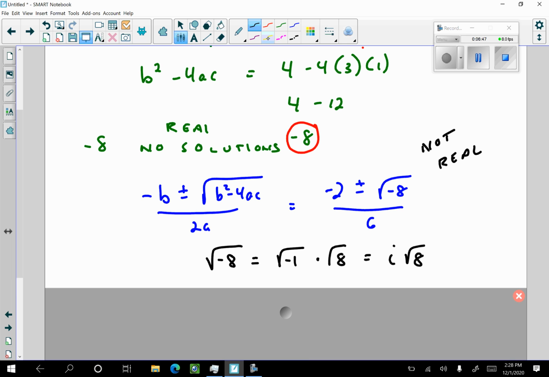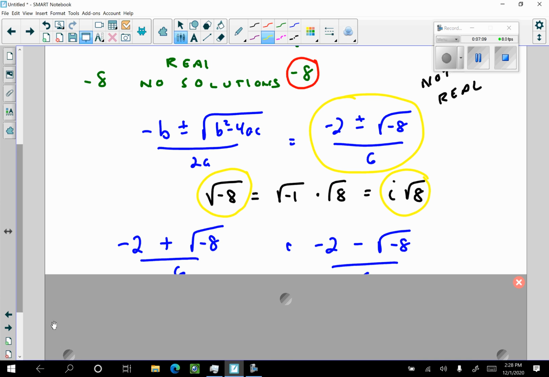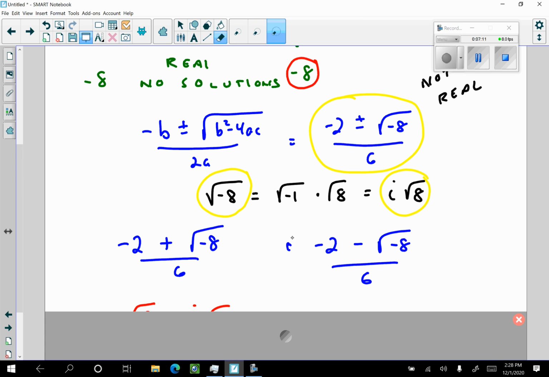So that's what this is. The square root of -8 is i times the square root of 8. And all that does is give me a nice, correct way to write these solutions. And how am I going to write those solutions? Well, here's the first solution: -2 plus the square root of -8 over 6, and -2 minus the square root of 8 over 6.